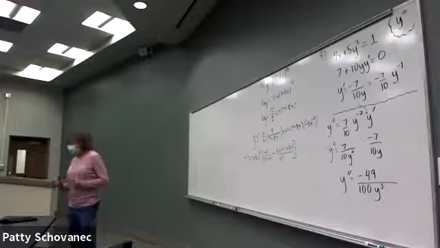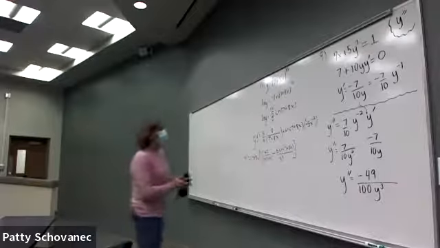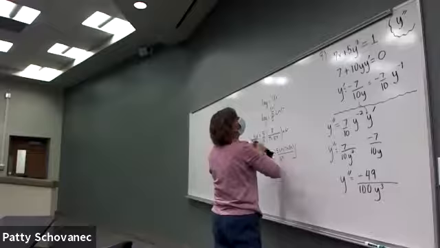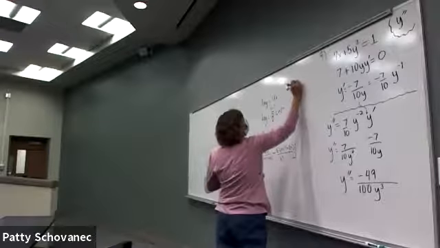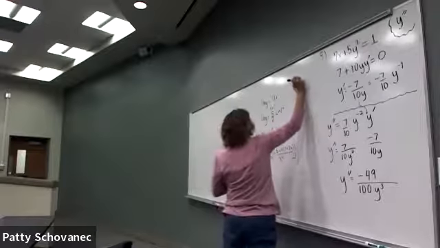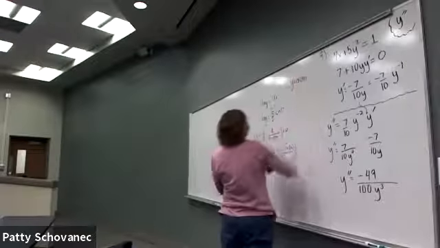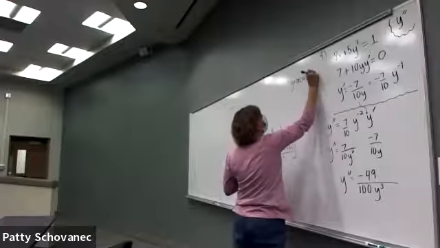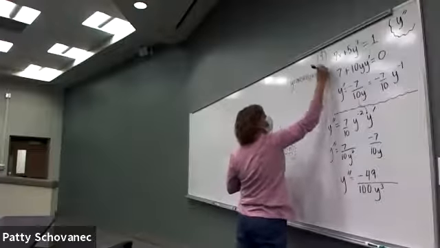Number 10, again, y equals arc sine of 2x plus 1. We're supposed to find the derivative.